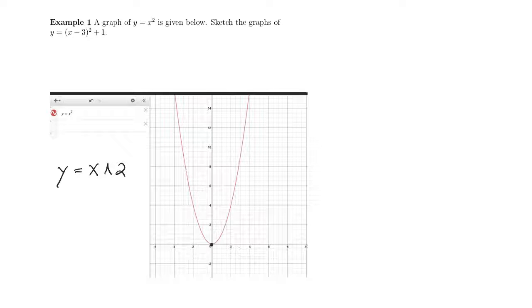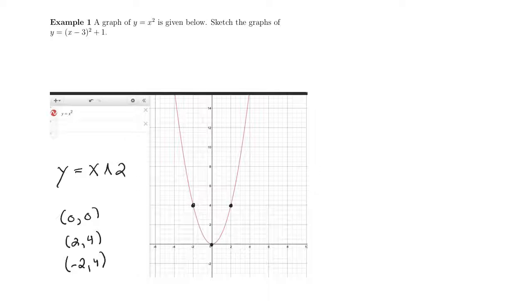Maybe just to label a couple of points on it, like a good reference point would be here, which is 0, 0. And another one here is going to be 2, 4. If you square 2, you get 4. Maybe one last one. If you square negative 2, you also get positive 4. Anyways, this is our graph of y equals x squared, a parabola.